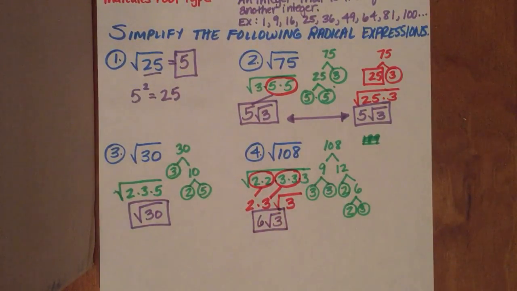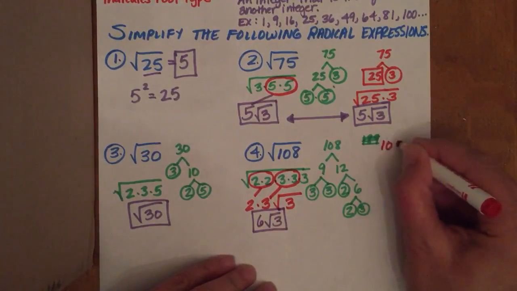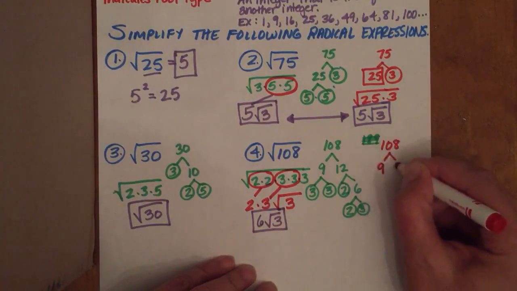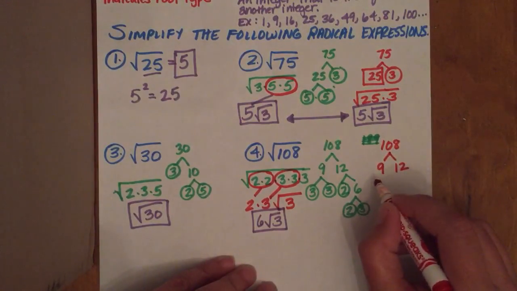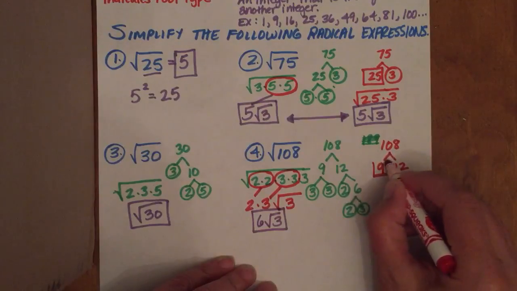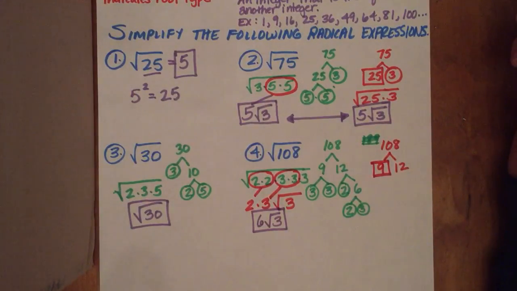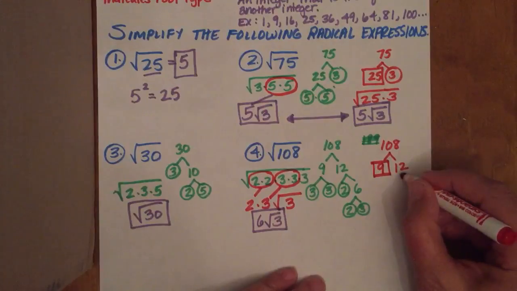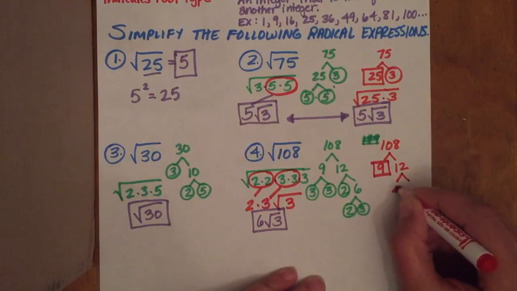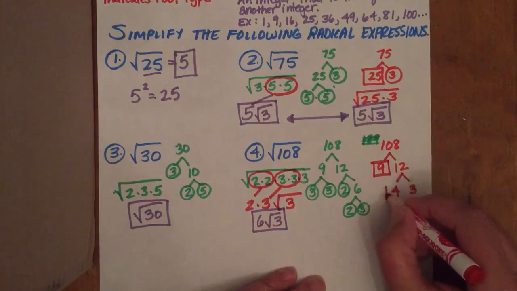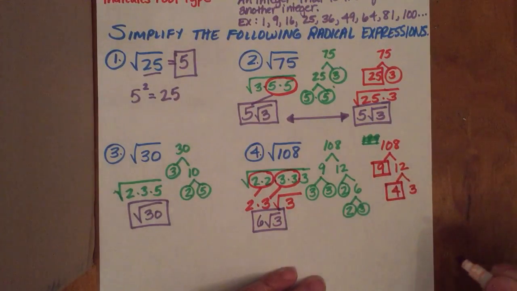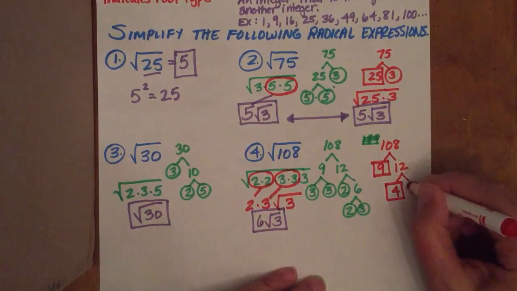So let's look at what we would have done if we had used the perfect square method. I'm going to go back and refactor 108. I'm going to do 9 times 12 this time. And let's use what we used up here. Do you see a perfect square here? Yes, 9 is a perfect square, so I'm going to box that in. Now let's move on to 12. 12 is 4 times 3, or you could do 2 times 6, whichever. And guess what? I've got another perfect square here. And then the 3 is prime.